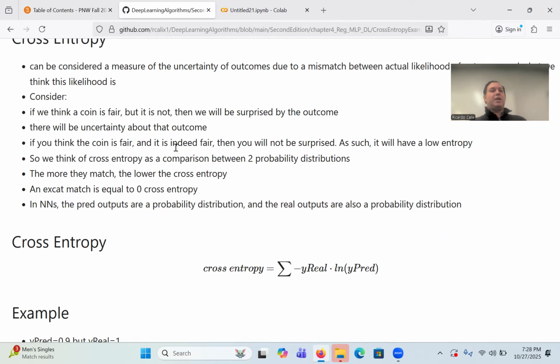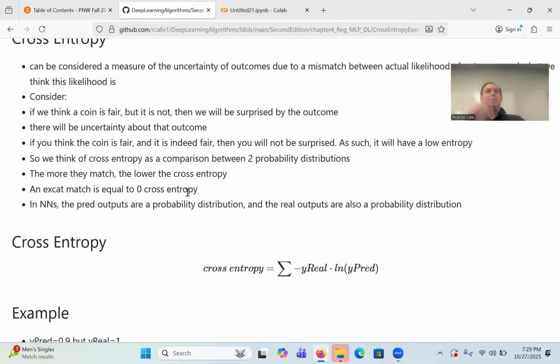If you think the coin is fair and it is indeed fair, then you will not be surprised and you have a low entropy. So the more they match, the lower the cross entropy. And this is exactly what we're optimizing in classification. So that's why we just use this formula. So an exact match is equal to 0 cross entropy. What do we want the losses to be? 0, right? We're minimizing towards 0, so we're minimizing perfectly.